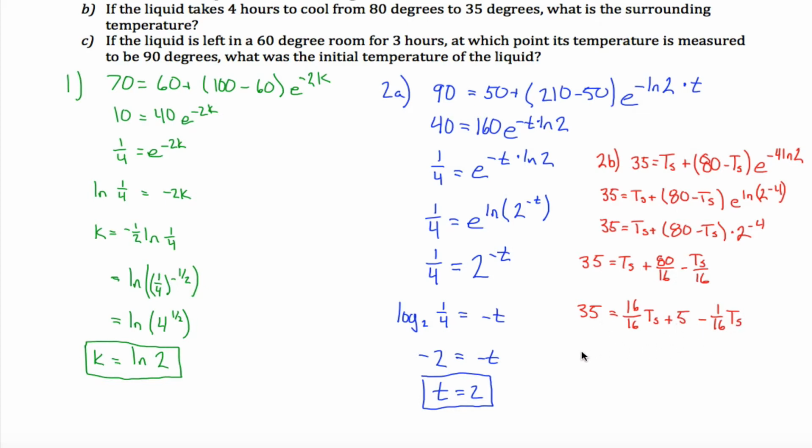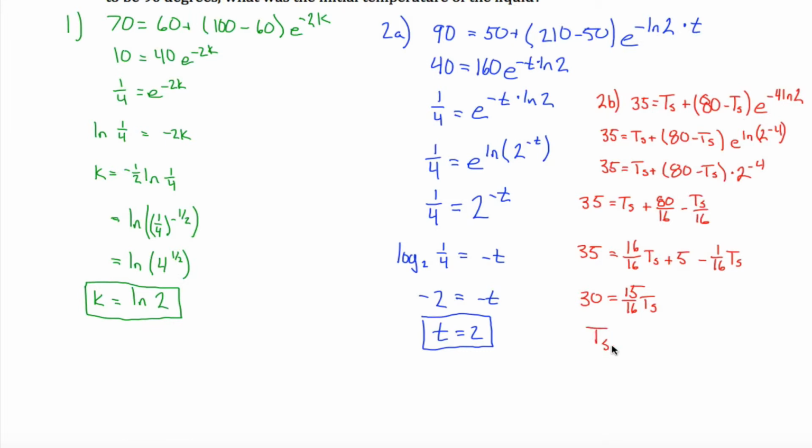I can subtract 5 from both sides of the equation to get 30 over here. And then 16/16 of this thing minus 1/16 of this thing is equal to 15/16 of this thing. So T sub S is equal to 30 times, multiply both sides of the equation by 16/15. It's hard to say. And the 30 and the 15 cancel to give me 2. 2 times 16 is 32. I find that the surrounding temperature must have been 32 degrees.